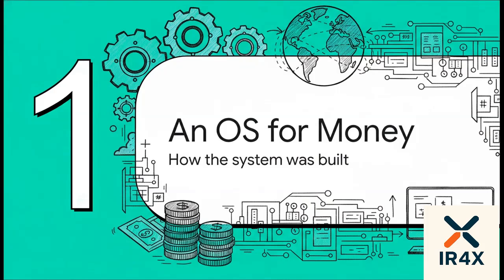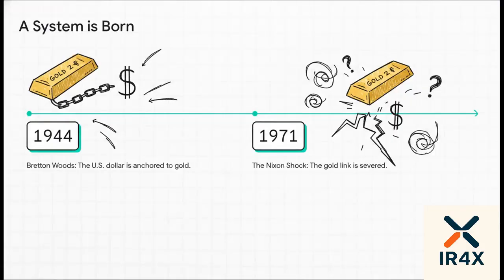So how in the world did we get here? Well, to really get what's happening now, we've got to look at how this whole thing was built. Think of it as basically an operating system for all the money in the world. The story really has two huge turning points. First, back in 1944, at a conference called Bretton Woods, the US dollar gets anchored to gold. Boom, it's the world's reserve currency. But then, fast forward to 1971. You get the Nixon shock, where President Nixon completely severs that link to gold.